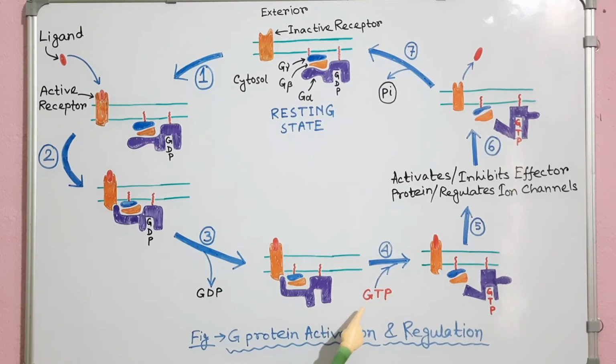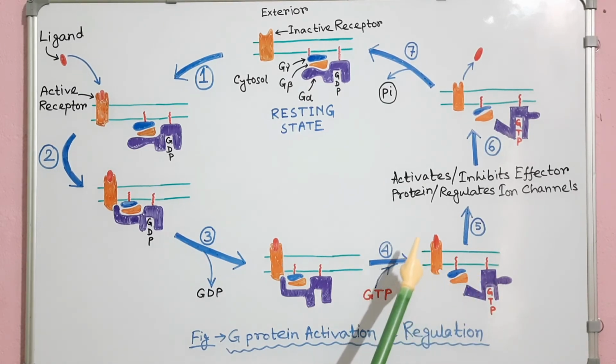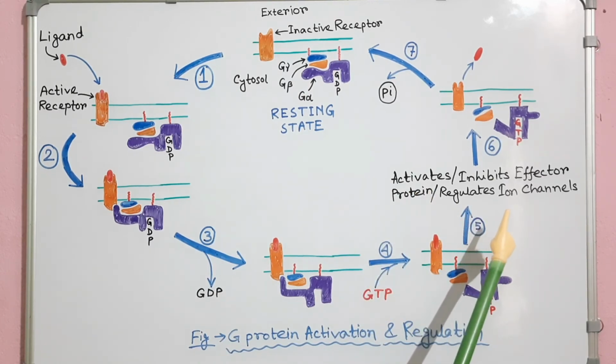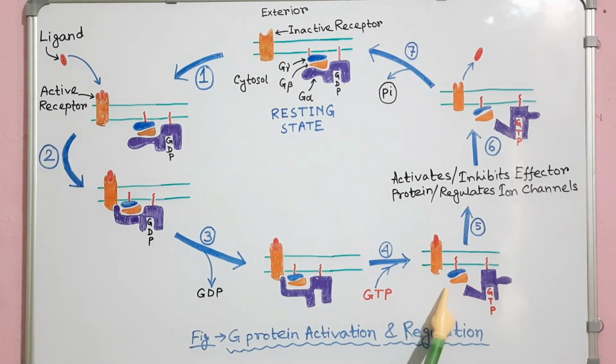Next, GTP rapidly binds to the empty guanine nucleotide site of the alpha subunit. A conformational change occurs in the G protein. As a result, the alpha subunit gets dissociated from both the receptor and the beta gamma dimer. In most cases, G alpha GTP, which remains anchored in the membrane, then interacts with and activates or inhibits an associated effector protein. The beta gamma dimer also sometimes helps in this interaction.